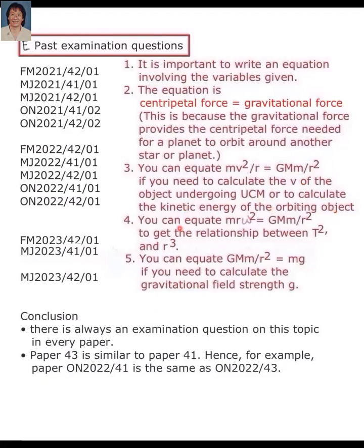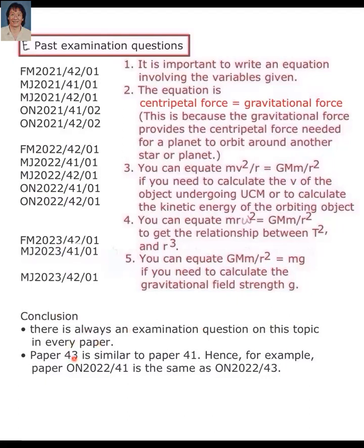Number 4, you can equate m r omega squared equals to GMm over r squared to get the relationship between T squared, which is the period, and r cubed. You can also equate GMm over r squared equals to mg if you need to calculate the gravitational field strength g. Conclusion. There's always an examination question on this topic in every paper.